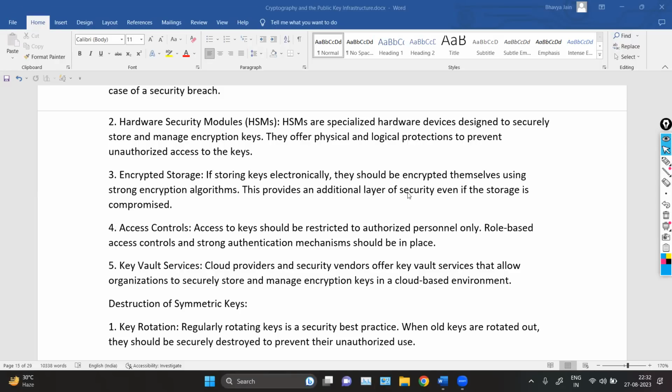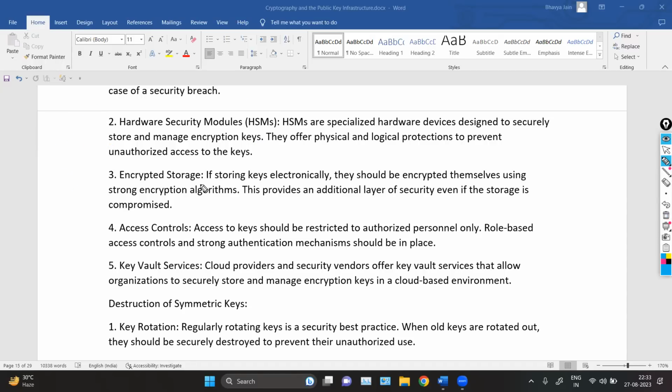HSMs are physical devices which we can use for storing the data, and they are very powerful. What their architecture is and how they work, we will discuss in detail, because that is important for the examination. They can ask what the architecture of the HSMs is, how they actually work and how they protect the keys. This is part of physical security.